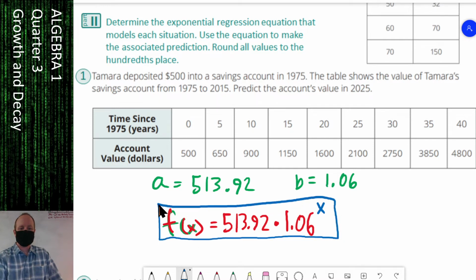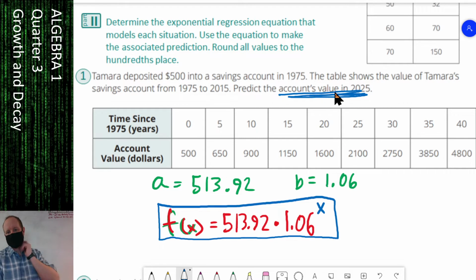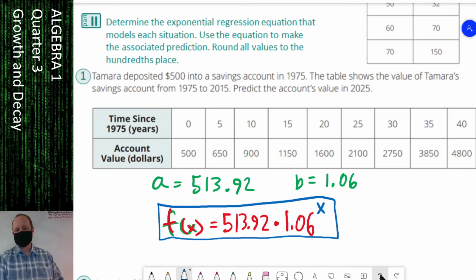The other part is actually coming up with an actual number here. So it says predict the account's value in the year 2025. It says that this money was deposited in the year 1975, and it said that this graph covers between 1975 to 2015. And I think, yes, that's 40 years between those two dates. But we want to go 10 more years down the road. So what's the difference between 2025 and 1975? How many years have passed between those two?